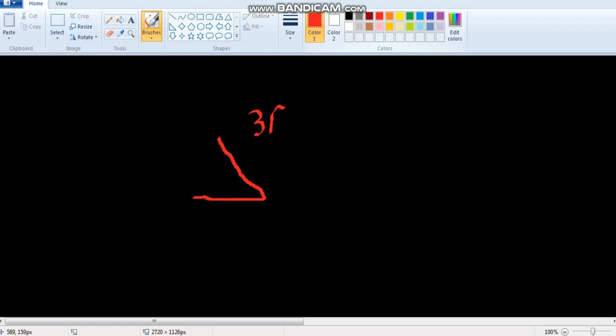But if you have an angle like this, and let's say that's like 170, that is an obtuse. And obtuse angles are angles that are more than 90 degrees, and acute angles are less than 90 degrees.